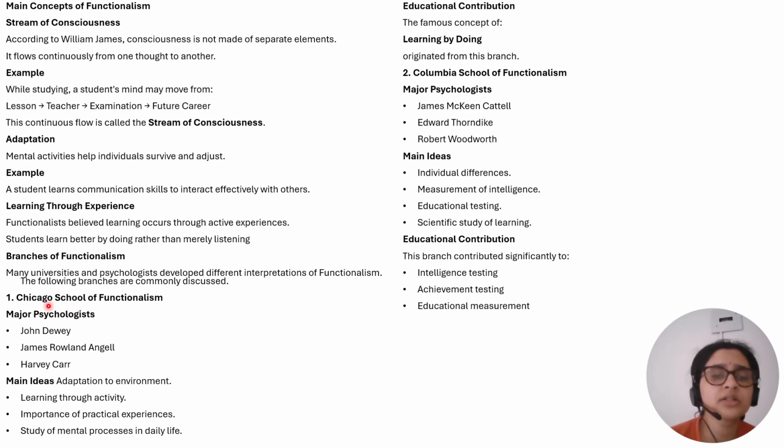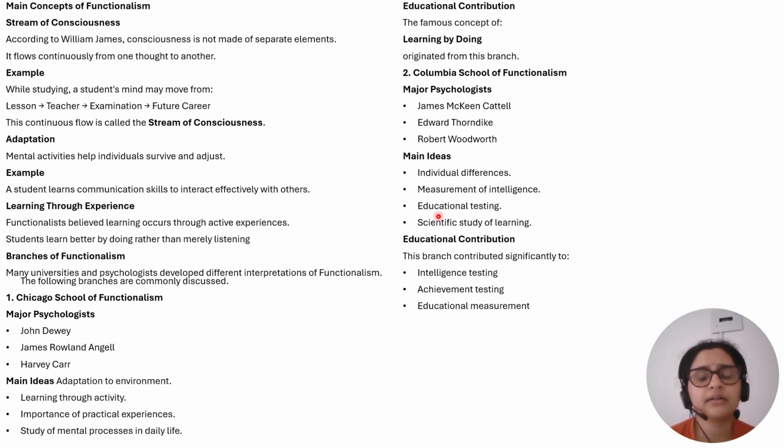Then what are the branches of functionalism? Chicago School of Functionalism and Columbia School of Functionalism. Functionalism is further divided into these two. The Chicago School was basically started by John Dewey, James Roland Angel, and Henry Carr. The main idea of this Chicago School is adaptation to the environment. That is learning through activity, importance of practical experiences, and study of mental processes that occur in our day-to-day life.